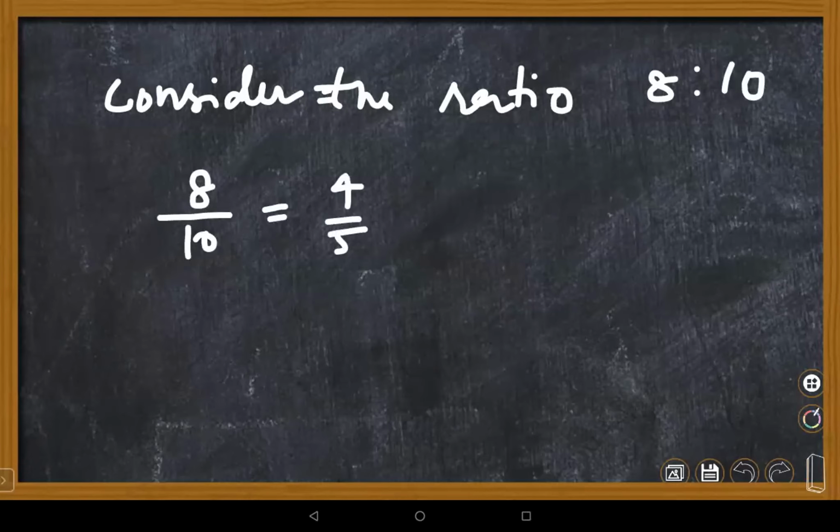So how to get the equivalent ratios, children? Equivalent fractions are nothing but equivalent ratios. How to get equivalent ratios? You just multiply, or we can also divide. Very good. How were you getting equivalent fractions? By multiplying with the same number on both the sides, numerator and denominator. Dividing also. Dividing also. Very good.